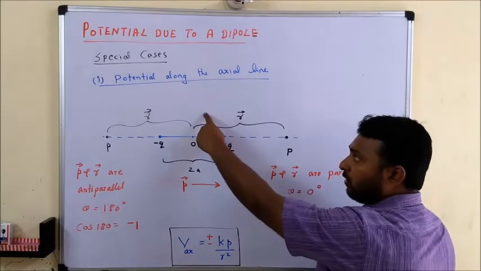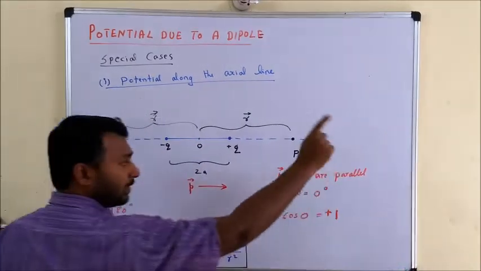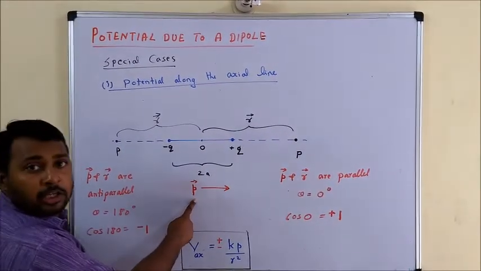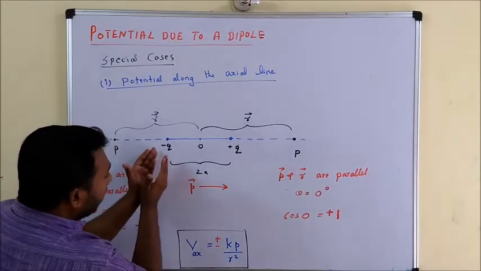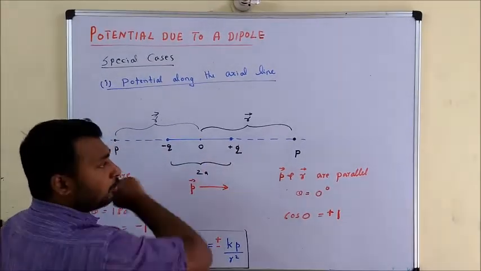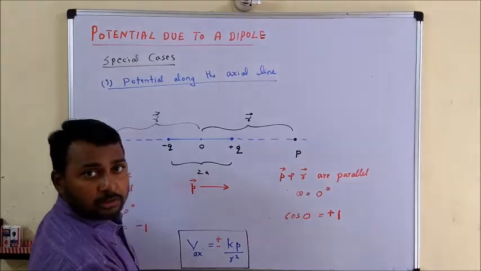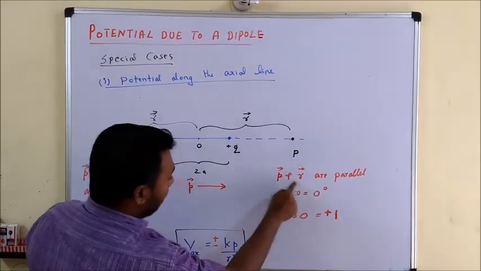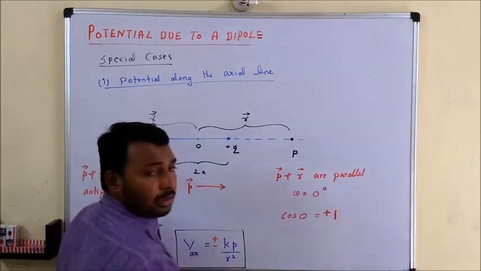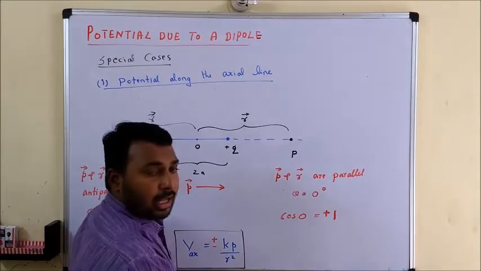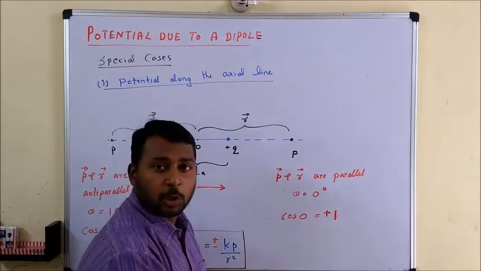Now see, the position vector is towards this side. The dipole moment direction you have already studied, it is from the negative charge to the positive charge. So both are in the same direction. So p and r are parallel. Theta is 0 degrees and cos 0 is positive 1.